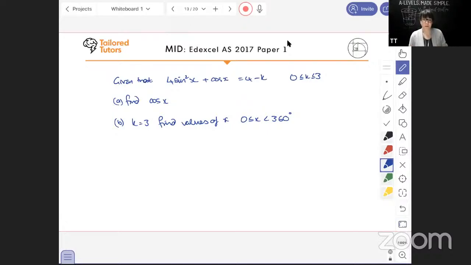Okay, let's work through this one together. So find cos x in terms of k. Now, first years, we've only got 2 equations. Sine of an angle over cos of the same angle is tan of that angle, and sine squared of an angle plus cos squared of that same angle is 1. Now, we are trying to find cos x, so I definitely do not want that sine squared there.